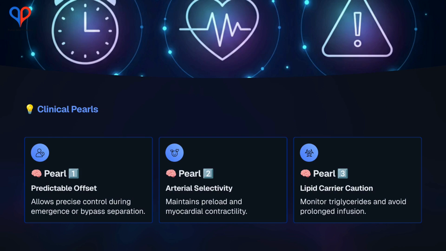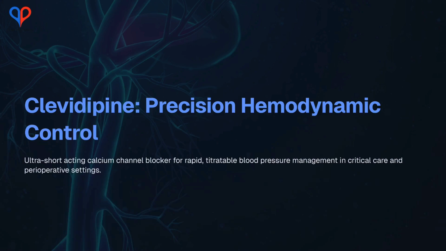Three pearls to remember with clevidipine. First, it is the fastest titratable antihypertensive available, with a context-insensitive half-life, meaning you can stop it at any time, and blood pressure recovery is immediate. Second, it's a pure arterial vasodilator, ideal for surgical hypertension but ineffective for preload reduction. And third, always consider its lipid emulsion base when managing nutrition or concurrent propofol use to avoid lipid overload. These pearls separate routine management from expert-level critical care pharmacology.